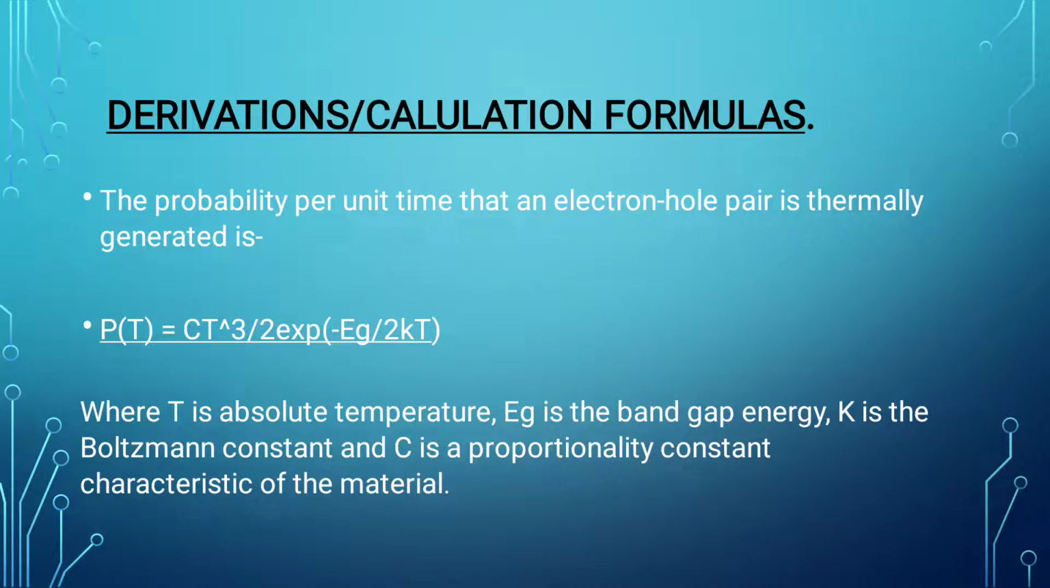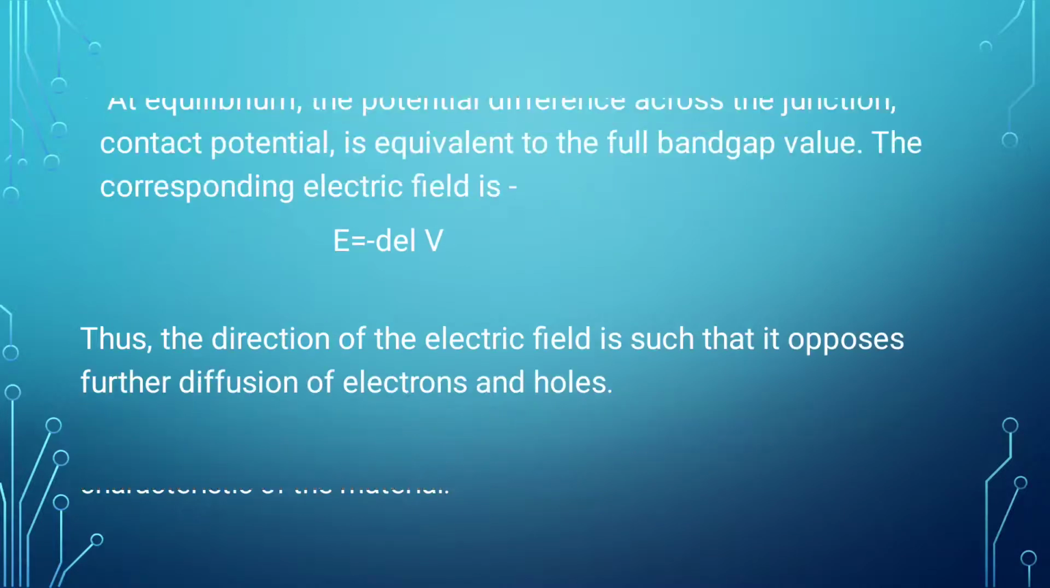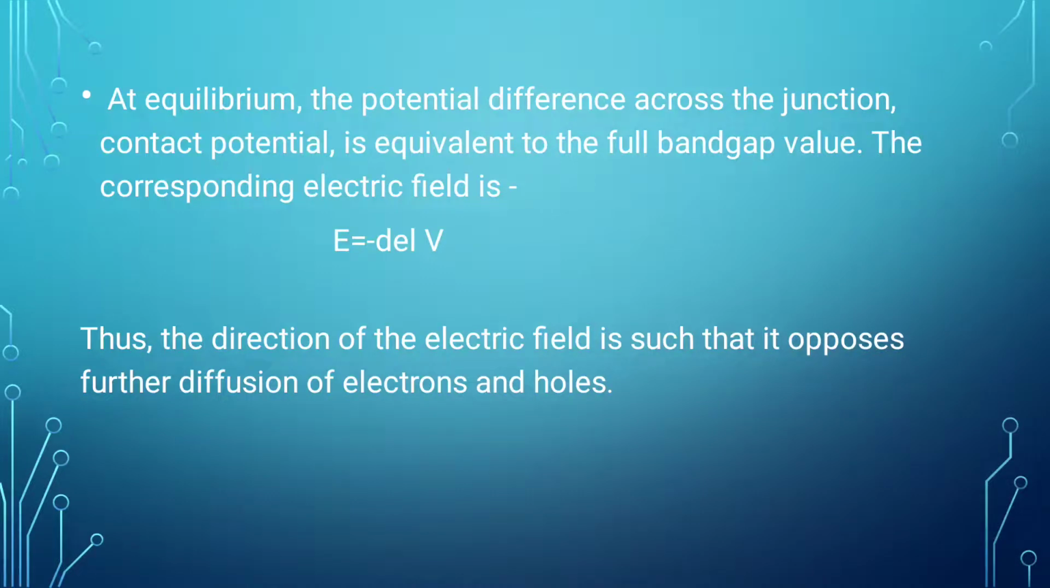Characteristics of the material. At equilibrium, the potential difference across the junction, the contact potential, is equivalent to the full band gap value. The corresponding electric field is E = -dV/dx. Thus, the direction of the electric field is such that it opposes further diffusion of electrons and holes.